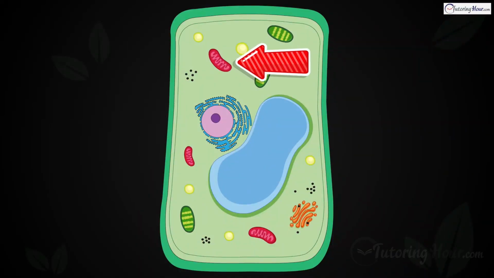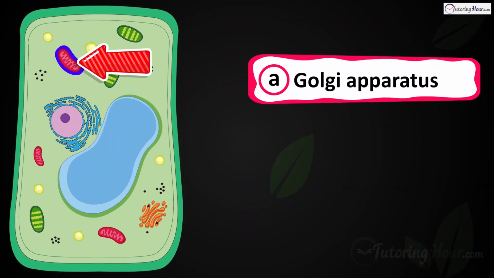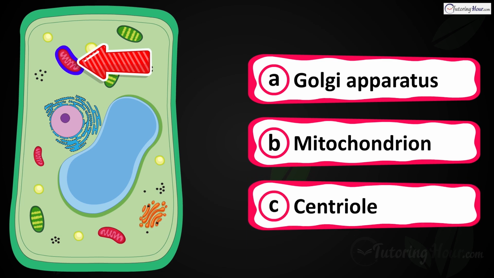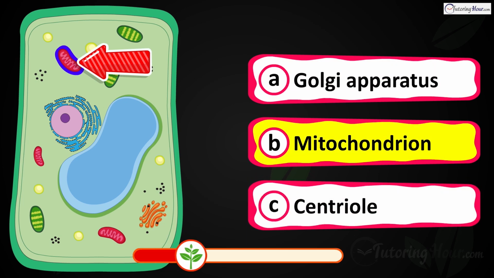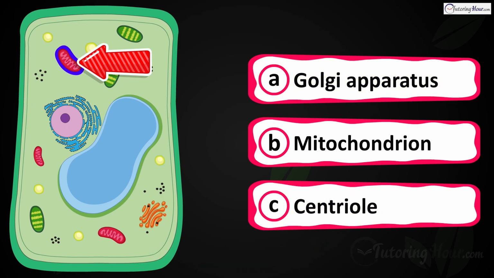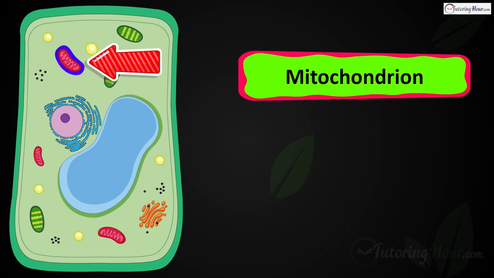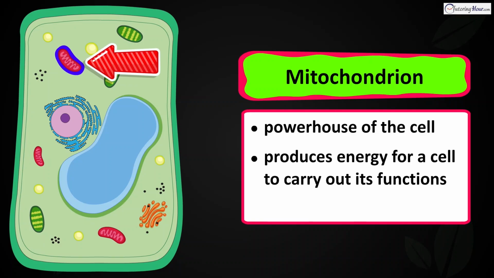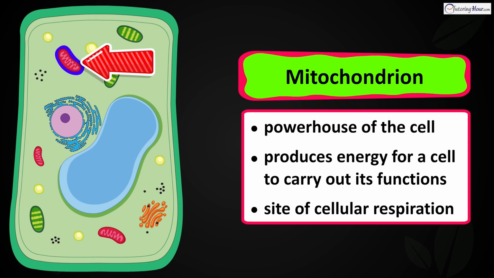Can you identify the highlighted part in the cell? Is it A, Golgi apparatus, B, mitochondrion, or C, centriole? The correct answer is the mitochondrion, the powerhouse of the cell. It produces the energy a cell needs to carry out its functions. It is the site of cellular respiration.